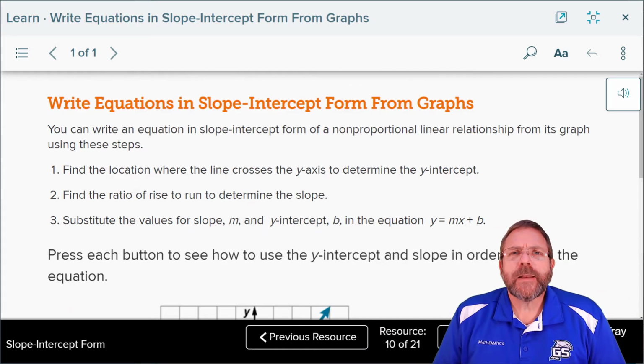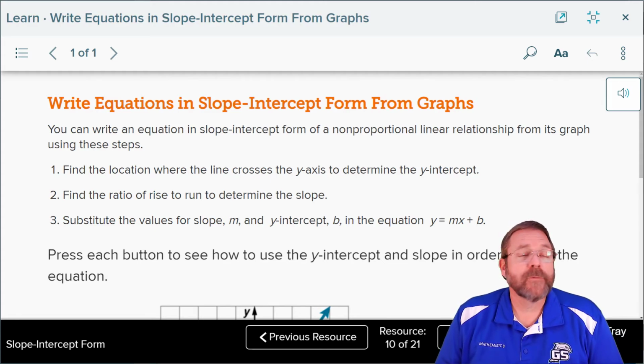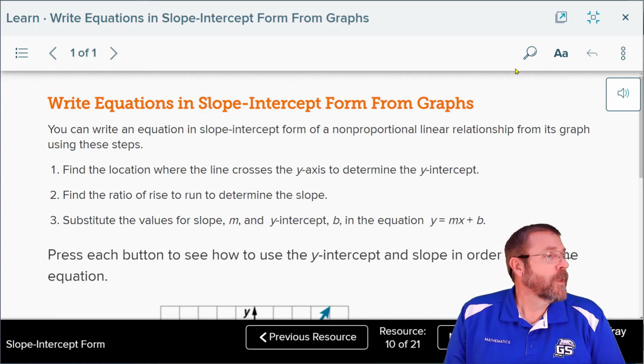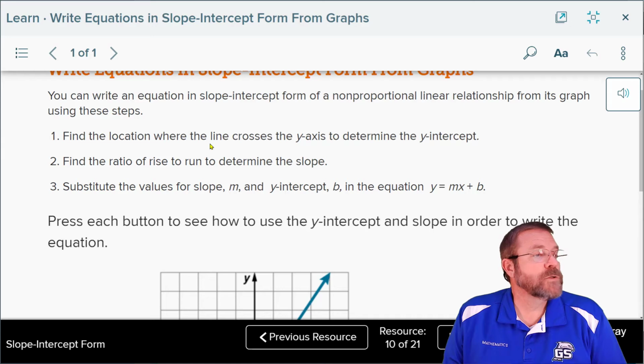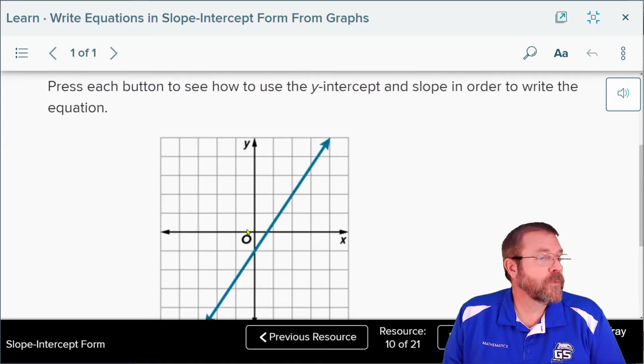Now, what if we had a graph and we wanted to write the equation in slope-intercept form based off of the graph? That's not hard to do either. We're going to start off by finding the location where the line crosses the y-axis. That's also known as the y-intercept. And for this graph, it's going to be right here at -1.